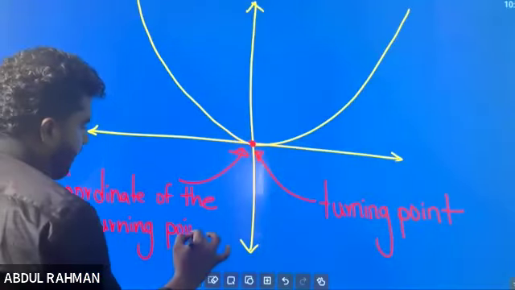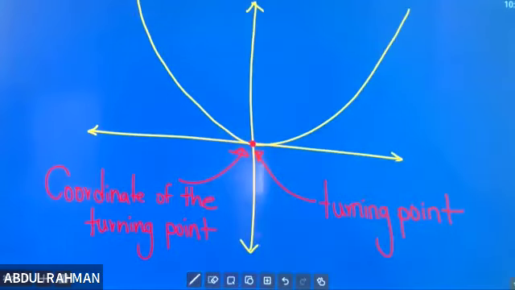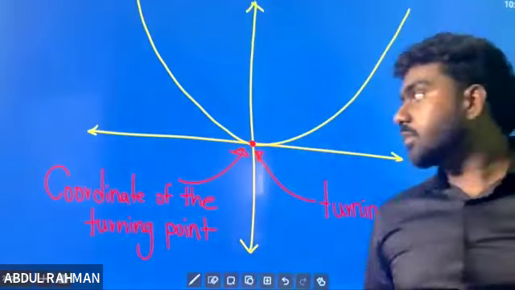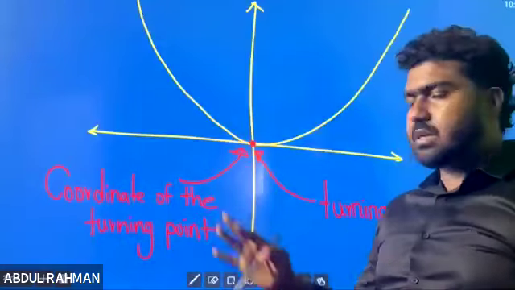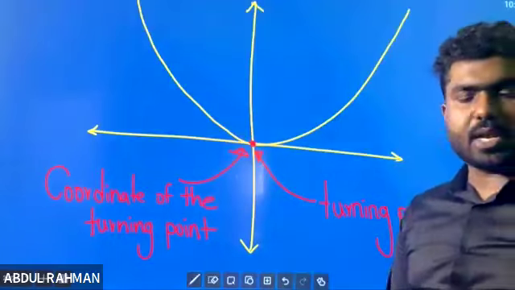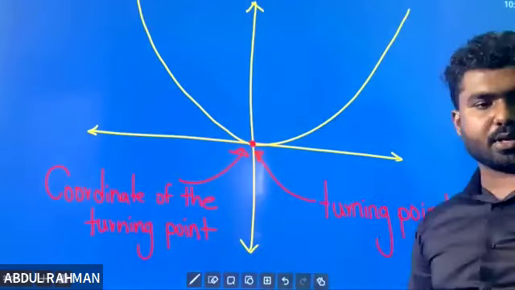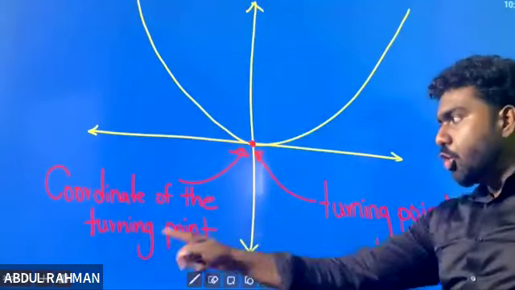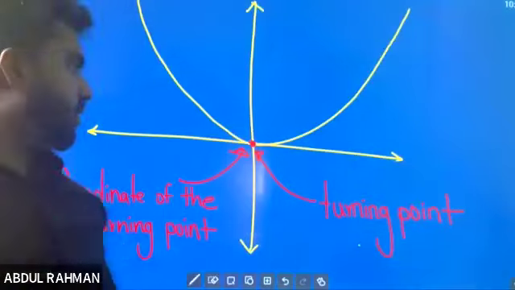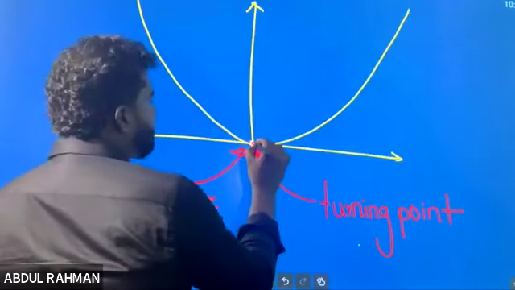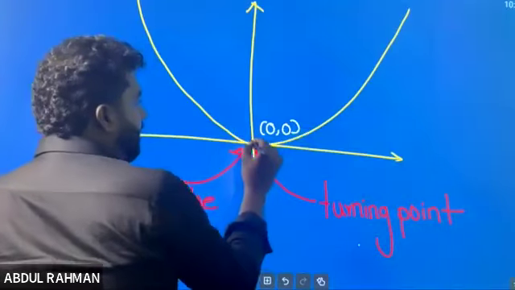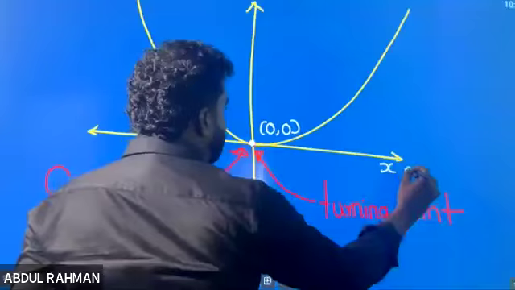Now look at the board very carefully. This is going to be the most important thing. Look at the board very carefully. So I can call this as, I said what? You can call this as the coordinate of the turning point and you can call this as your turning point. But remember, both of these are two different things. Now if I ask you, what is the coordinate of this point? You will say what? It is 0, 0. Why? It is x-axis at 0.